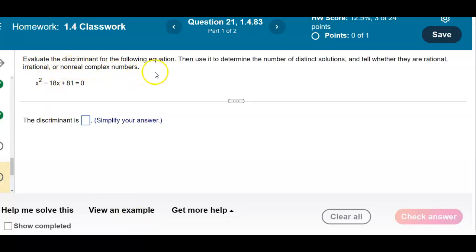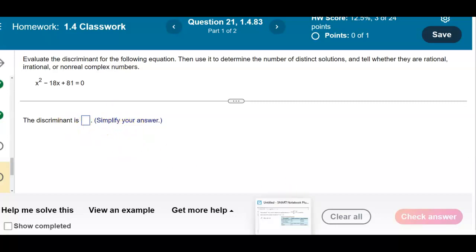Evaluate the discriminant for the following equation. Then use it to determine the number of distinct solutions and tell whether they are rational, irrational, or non-real complex numbers. So here is the equation: x squared minus 18x plus 81 equals 0.